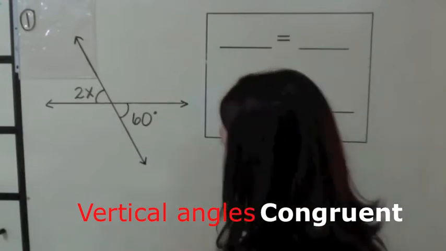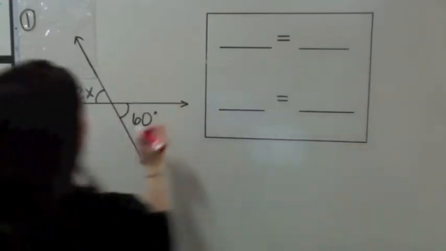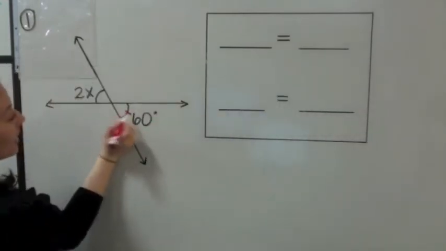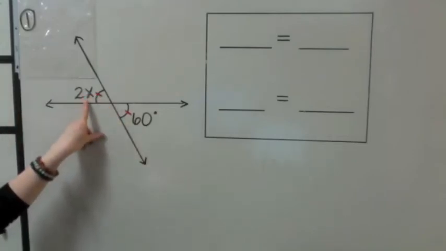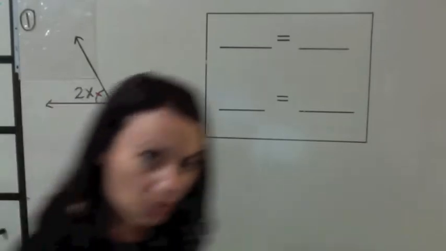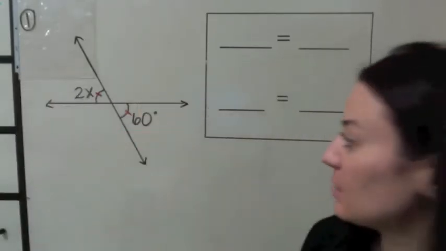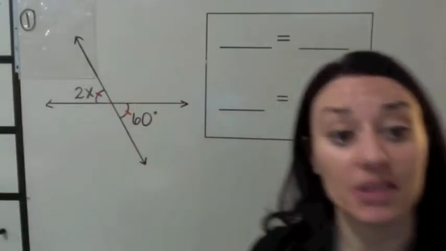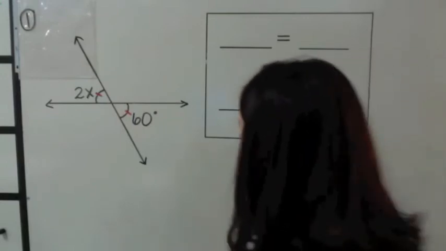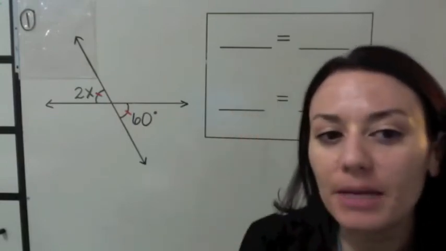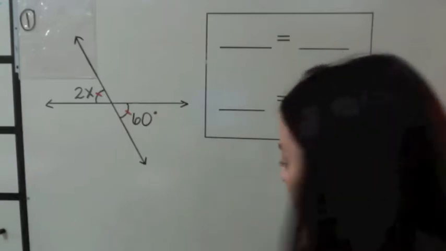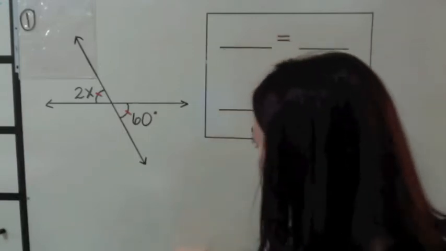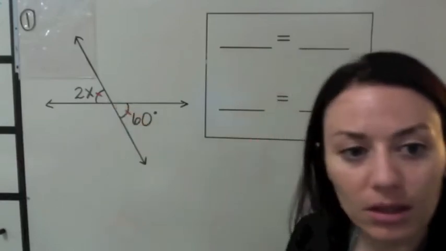Congruent. And to show that this angle, which is 60, equals this angle, which we don't know, it's actually 2x, we put little congruency marks saying this is equal to this, all right? Now, if they're equal, how could we set up an equation to solve for x? What do you think we could do? What could we write?